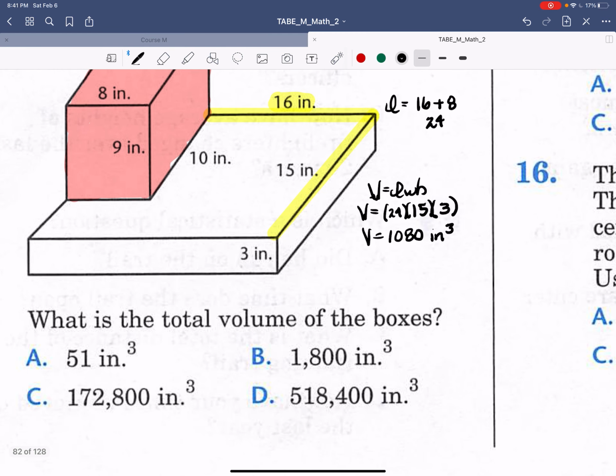So now when I total my 1080 with the 720, let's see if this gives me an answer that we like any better. I like it. How about B for this one?